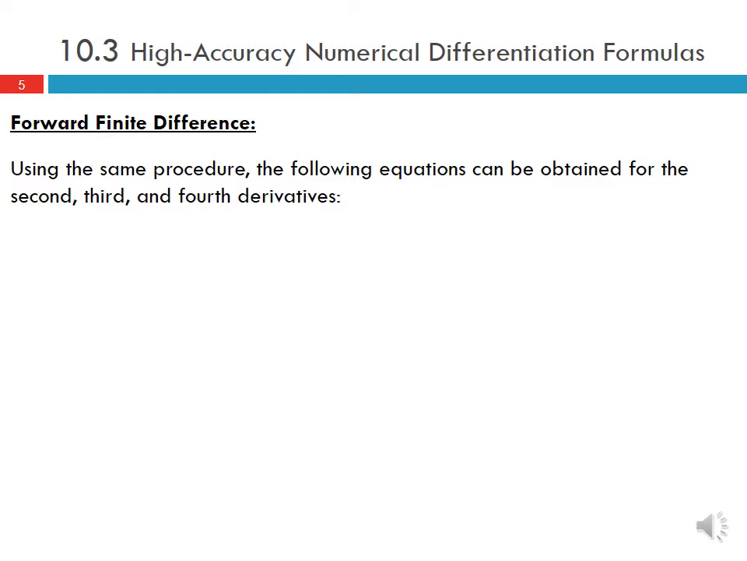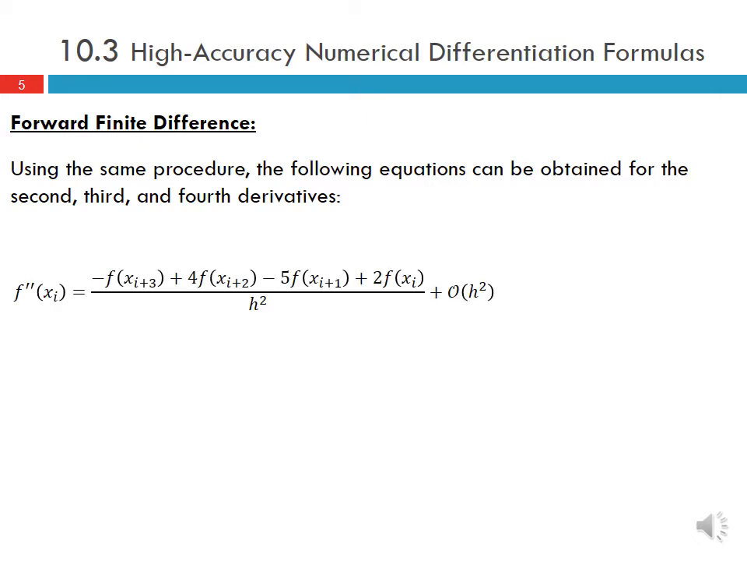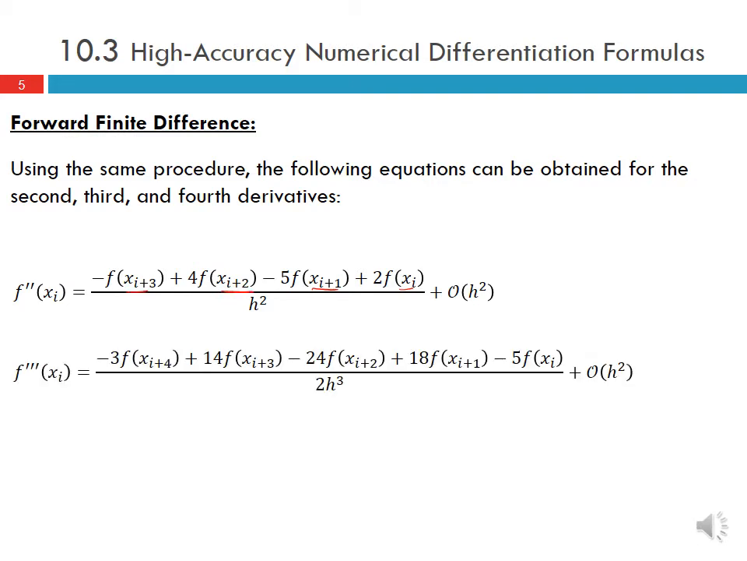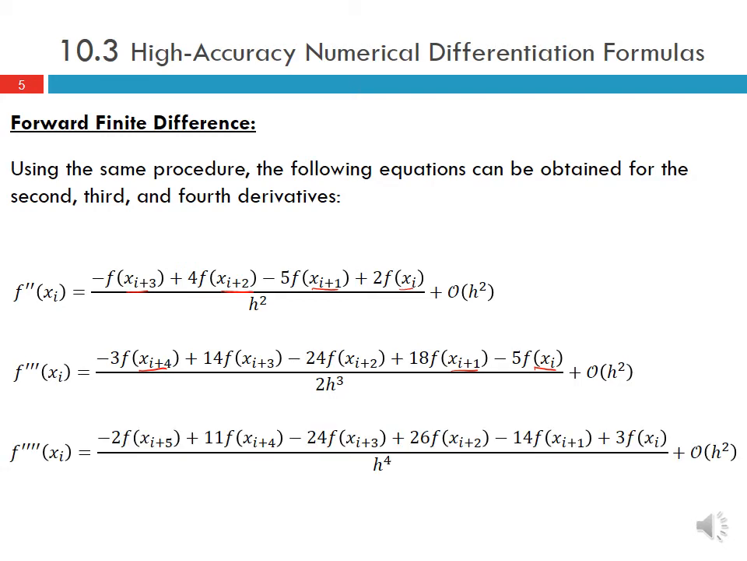Using the same procedure, the following equations can be obtained for the second, third, and fourth derivatives. You can see that the second derivative depends on the function value at xi, as well as the 3 points after that, xi plus 1, xi plus 2, and xi plus 3. The third derivative depends on the function value at xi, as well as the 4 points after that, up to xi plus 4. And the fourth derivative depends on the function value at xi, as well as the 5 points after it, up to xi plus 5. All of these are order h squared for the forward finite difference technique.